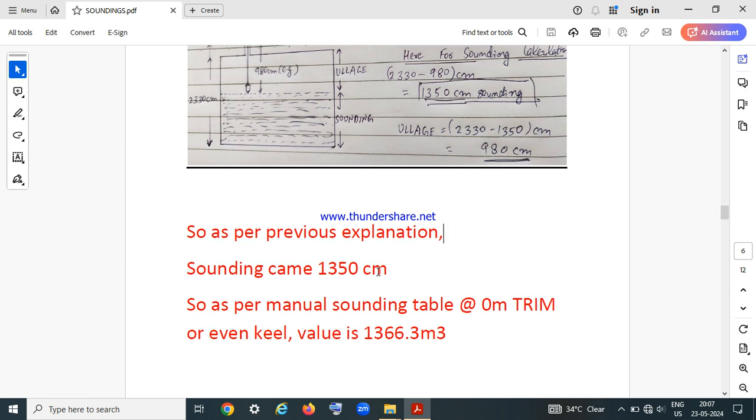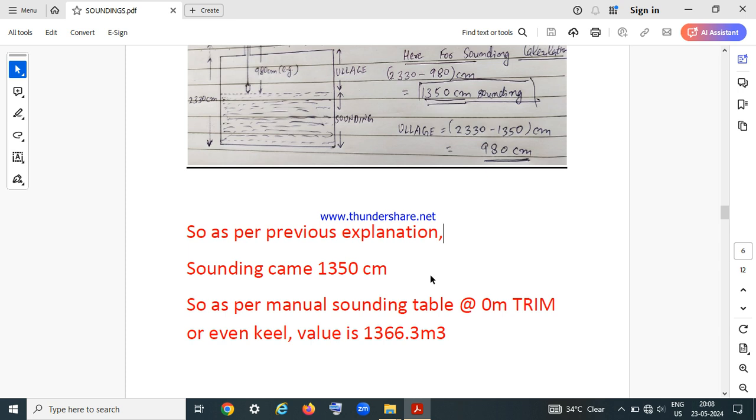Suppose here we are taking the trim. For trim you have to ask the deck people how much trim is there, meaning how much draft is there. They will give you the forward and aft draft. From the forward and aft draft you have to calculate whether the trim is positive or negative. Suppose the forward draft is more and the aft draft is less. Then you will find the trim positive, because trim by forward is positive.